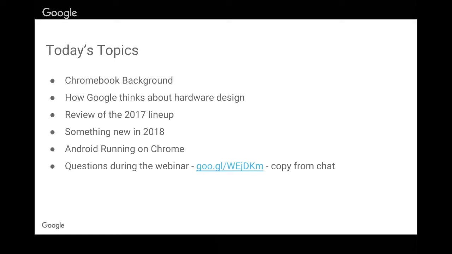Then we'll dive a little bit into how we think about hardware, especially in education. And then Jason will give a review of the devices that we have lined up for this year and what's coming up for next year. Then we'll talk a little bit more about Android apps running on Chrome and how you can embark on the beta program, the pilot program that we have currently available today. And then we will address the questions that you've popped into the short link from the webinar. And again, the question form is in the YouTube description as well.